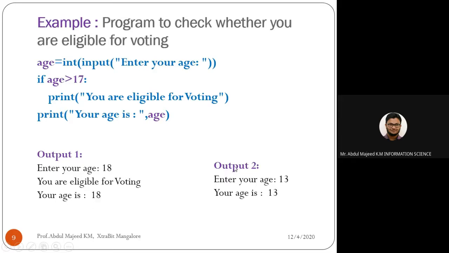Okay, in the second example, if you enter your age as 13, then what will happen? It will check whether 13 is greater than 17. No, 13 is not greater than 17. So this statement will not be executed. It will skip this particular statement and it will execute the next statement, that is your age is 13. So you will get a message, your age is 13. So remember, if the age is greater than 17, you can see three lines in output. If age is less than 17, you can see there are only 2 lines. Okay, so we can write a program by using if statement.